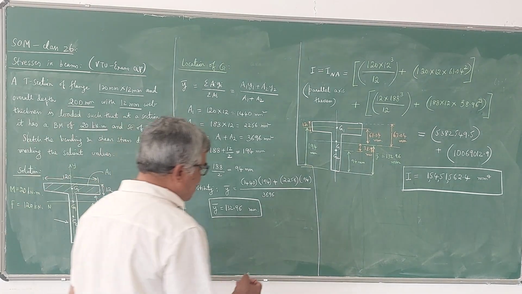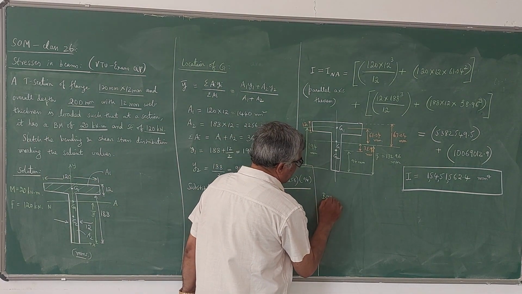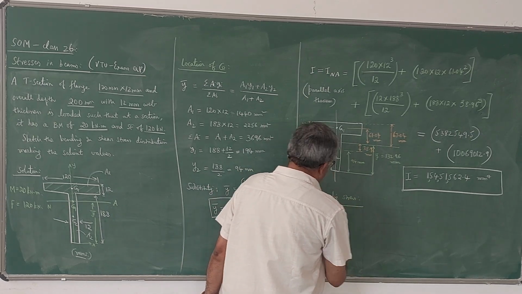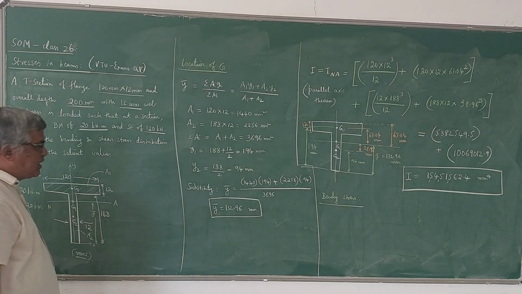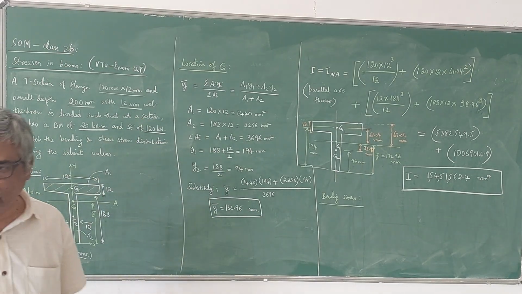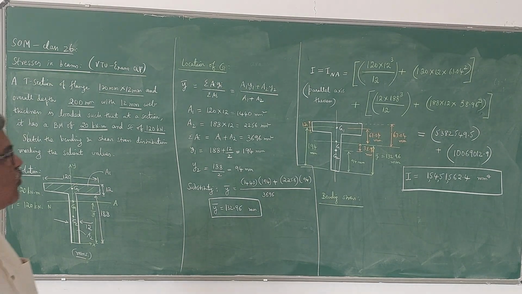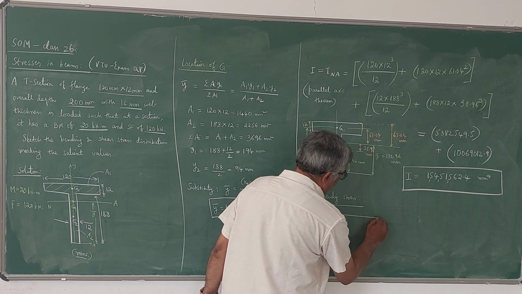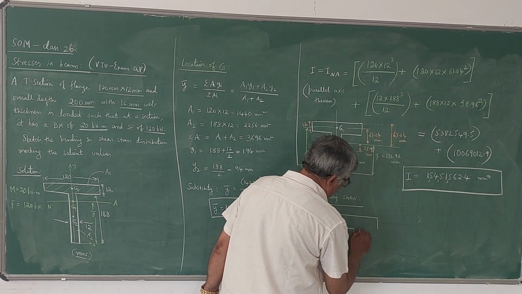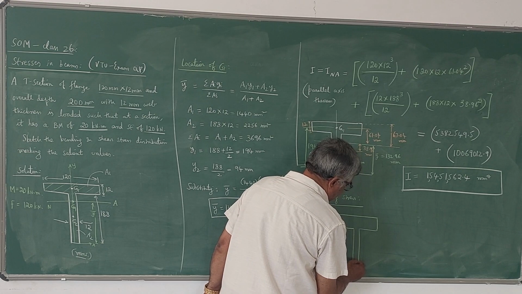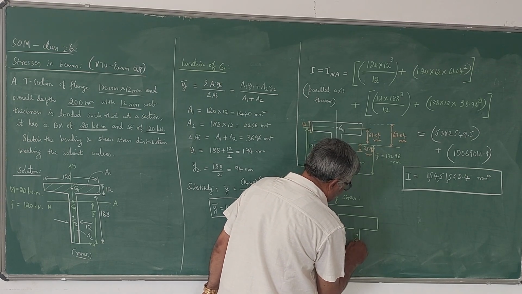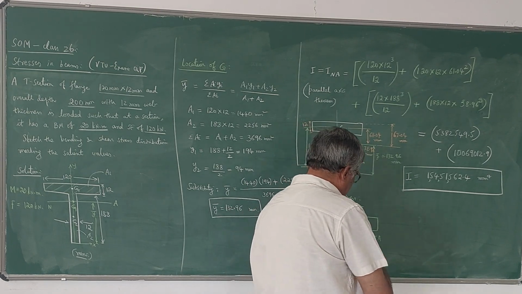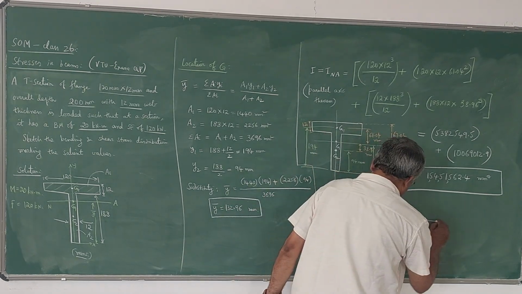So first I will take the bending stress values. You know that the bending stress diagram is a linear diagram. Only two values we need to find. One value at the top fiber, another value at the bottommost fiber. So here G is here. We have located the neutral axis already. So the bending stress diagram will be like this.